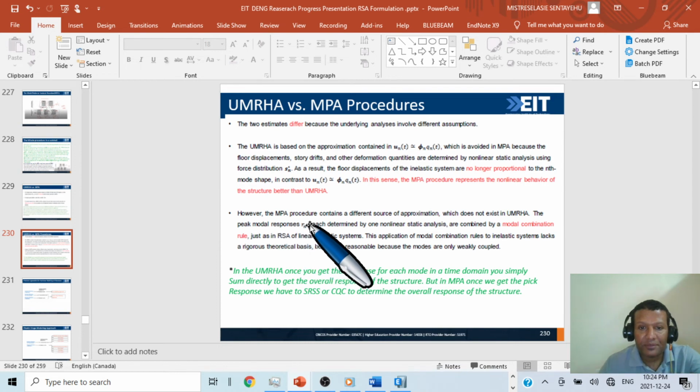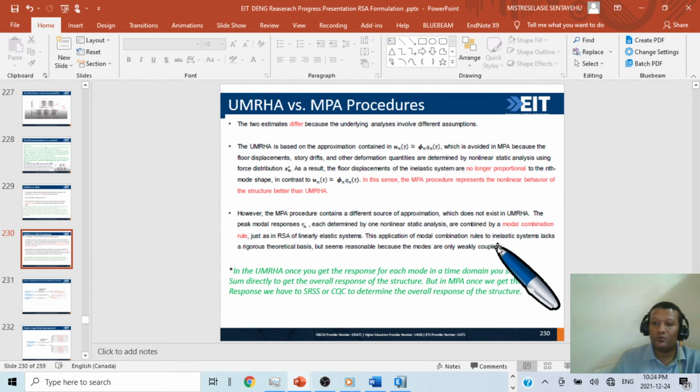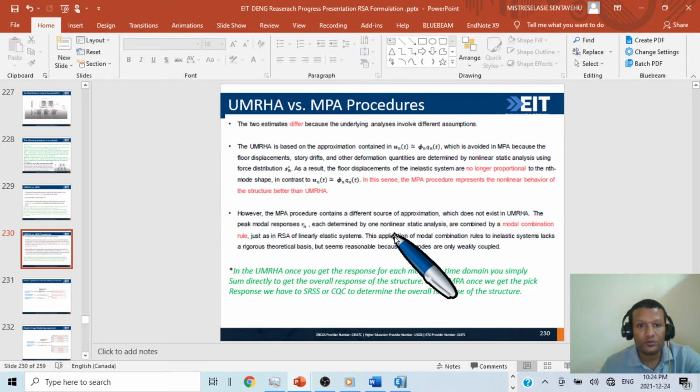However, the MPA procedure contains a different source of approximation which does not exist in UMRHA. The peak modal responses r_n for each contribution, each determined by one nonlinear static analysis, are combined by a modal combination rule, just like in RSA of a linear system. This application of modal combination rule to an inelastic system lacks a rigorous theoretical basis, but seems reasonable because the modes are only weakly coupled. This one we also saw in the UMRHA.